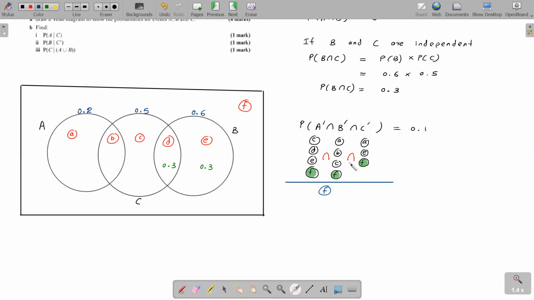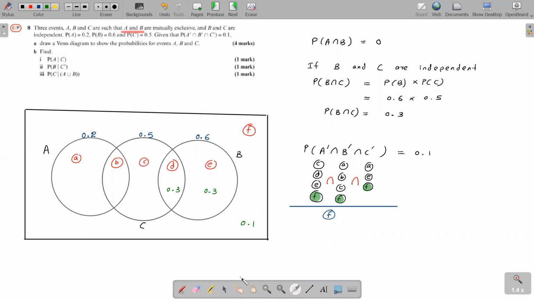So this 0.1 corresponds to region F. So region F is 0.1. Is that clear? All right.